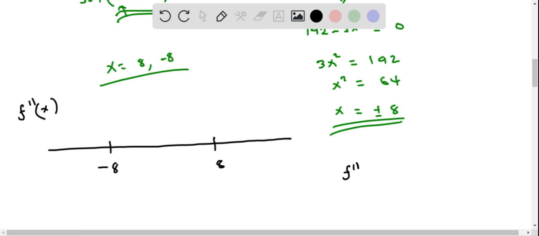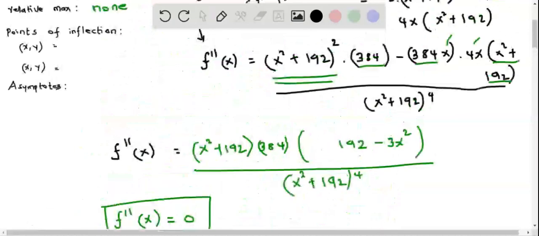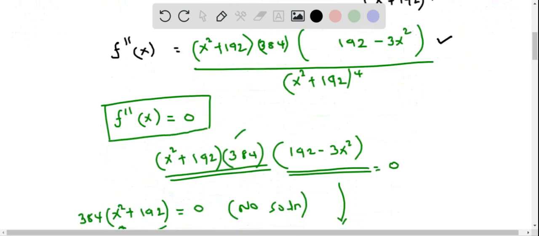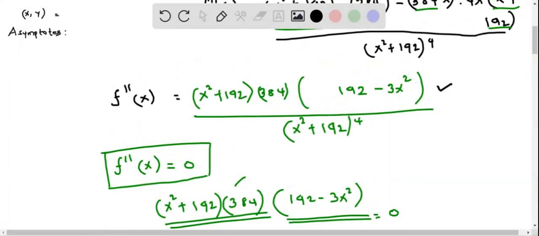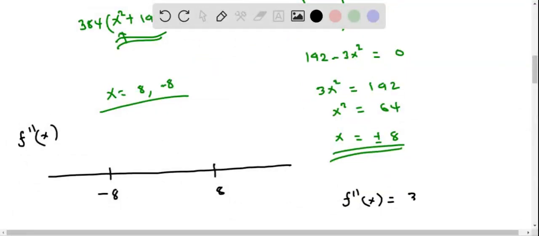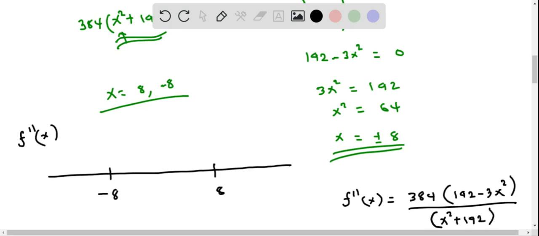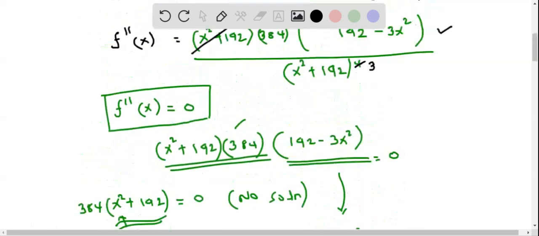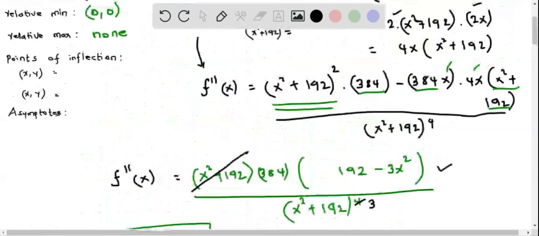So let's copy the second derivative, that is f double prime of x, and this equals, we will utilize this expression. In fact, we can simplify this one, we can reduce this to third power. So I'm going to write down 384 times 192 minus 3x squared, and this is over x squared plus 192 quantity cube. So this is the simplified form of the second derivative function.